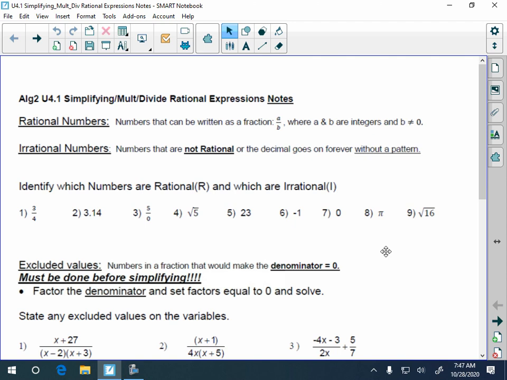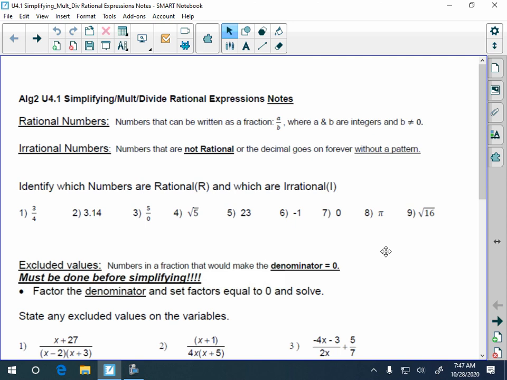Irrational numbers are numbers that cannot be turned into a fraction, so that means they're not rational. If you were to look at their decimal, the decimal goes on forever, like across your computer or your calculator, without a pattern. It doesn't repeat any numbers, there's no pattern to it. It doesn't ever stop, it just goes on forever.